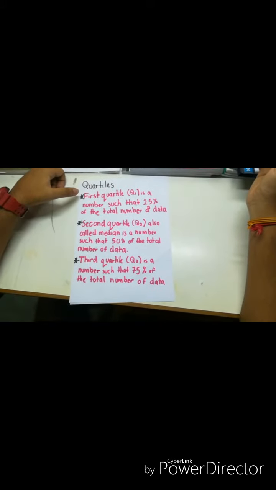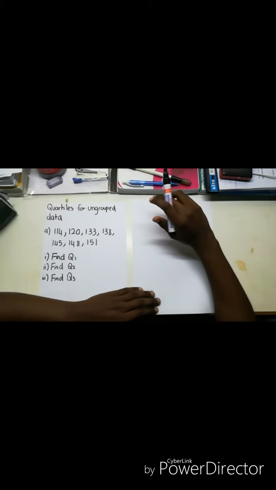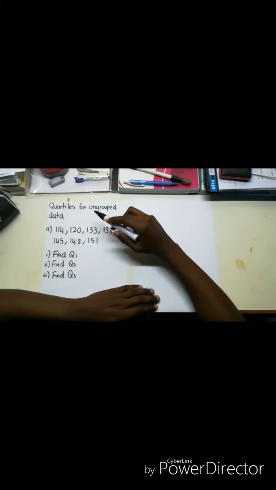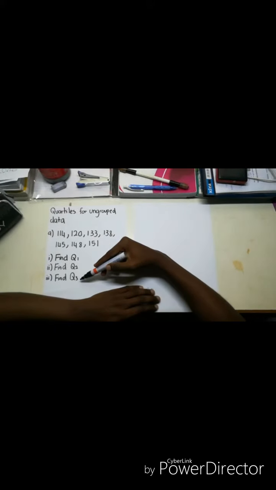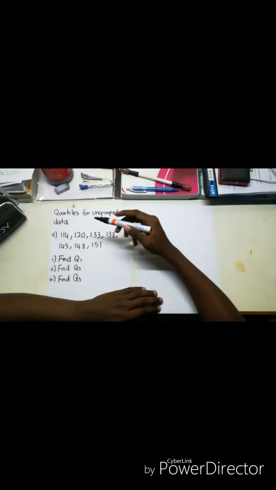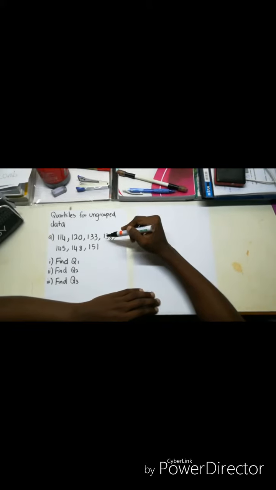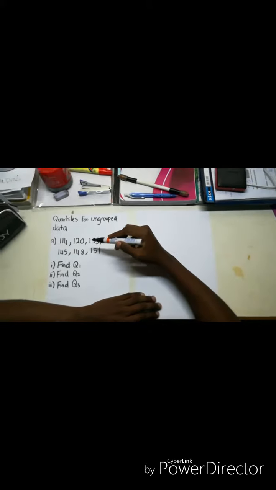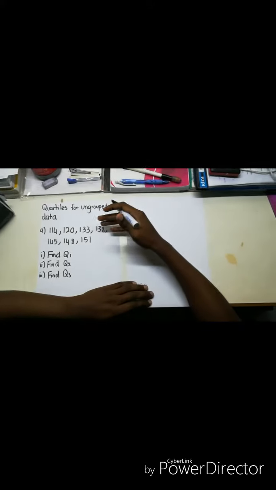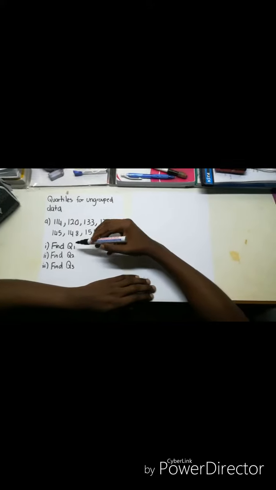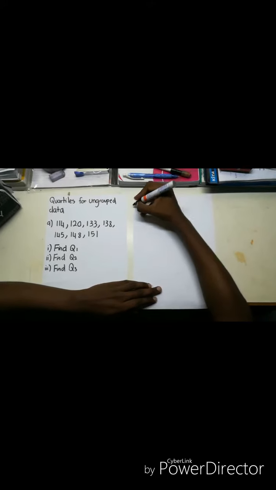And now we look at the examples. Okay, now we go for the quartiles for ungrouped data. The question asks us to find Q1, Q2 and Q3. When we get this kind of question, first of all, we have to arrange it in ascending form. The question is already in ascending form. So, we just need to find Q1, Q2 and Q3.